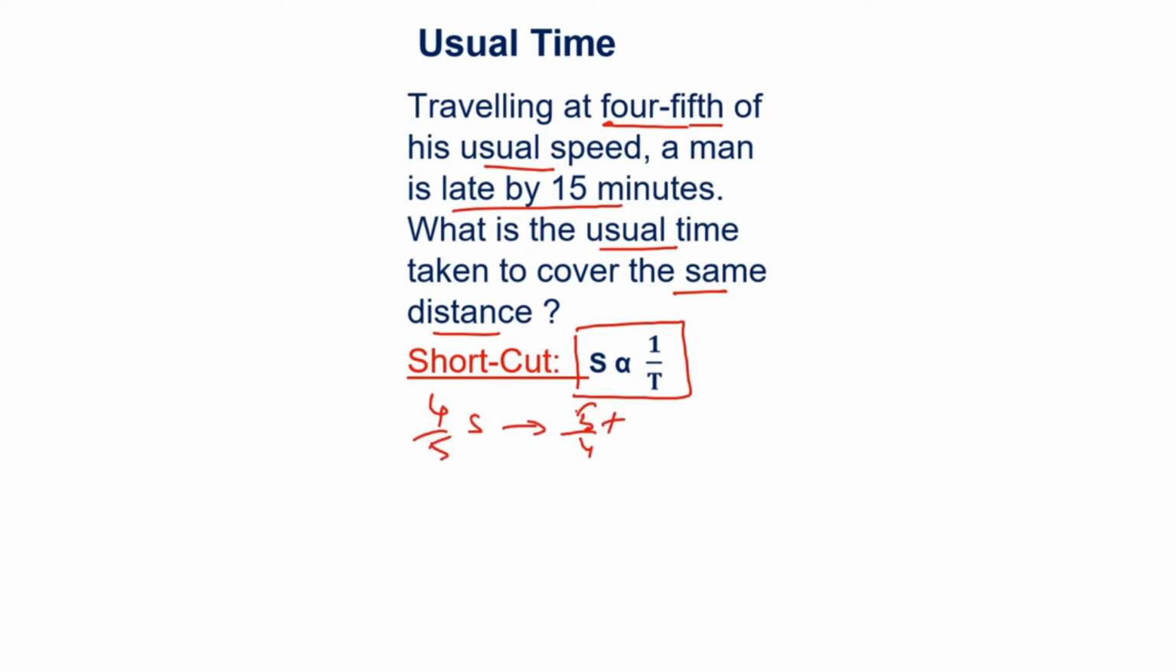5/4 of the usual time is how much extra? Numerator minus denominator, 1 by 4, so 1/4 of the usual time is extra. He is late by 15 minutes, which means he is taking 15 minutes more time. So 1/4 of the usual time is 15. Usual time is 15 into 4, 60 minutes. So our answer is 60 minutes.